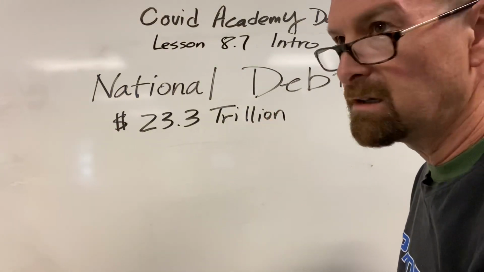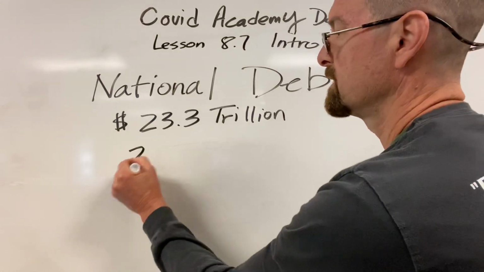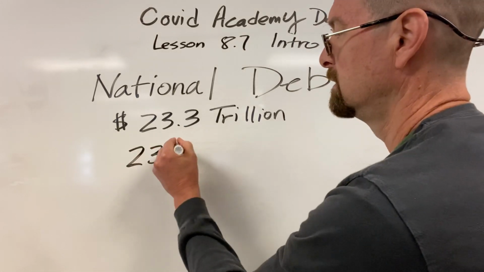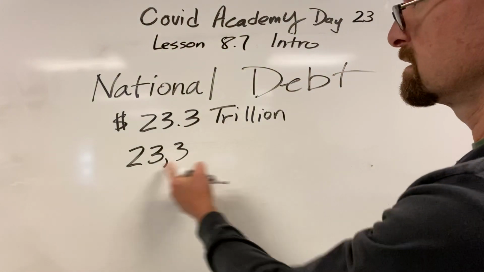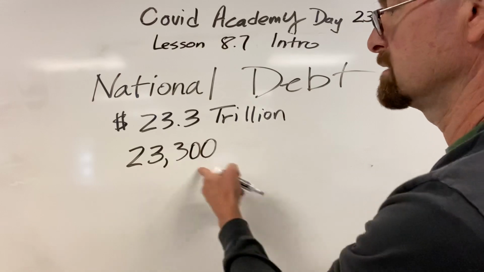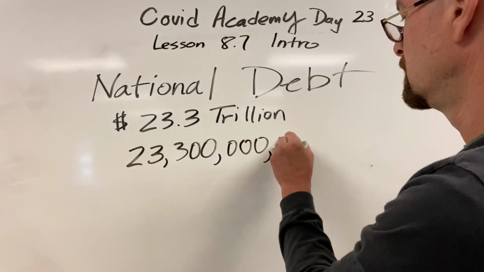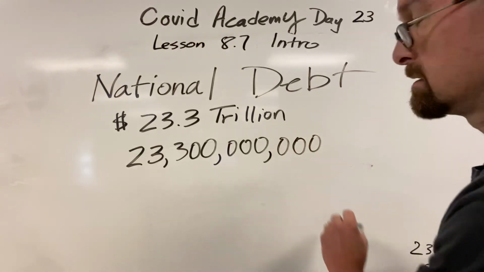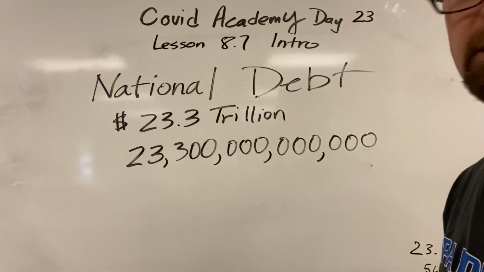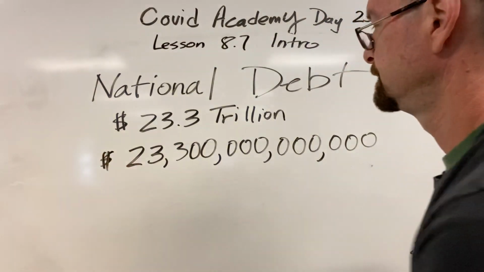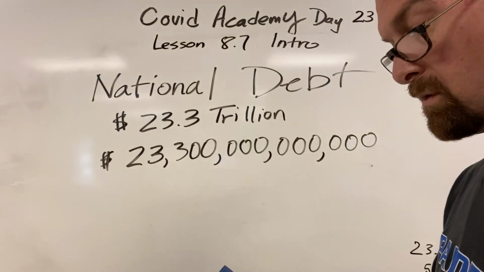You're like, well, okay, that's more than 10 trillion, but how much is that? Let's write it out. 23, comma, 3. That little point becomes that. Now we're going to fill it in with zeros until we have trillion. Now it's thousands. Now it's millions. Now it's billions. That's $23 trillion. A lot of zeros.